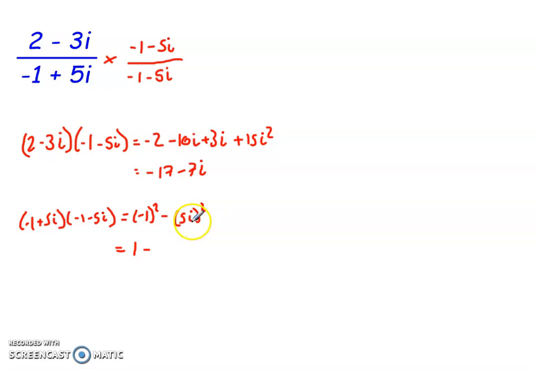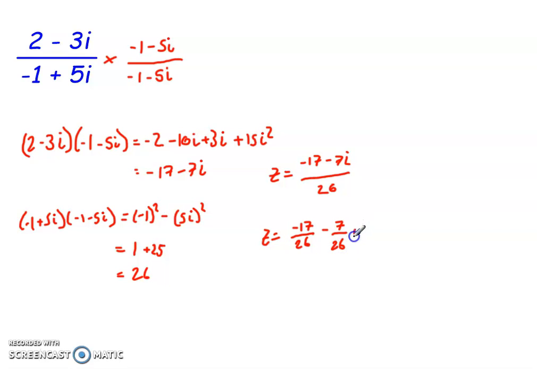Well, i squared is negative 1. 5 squared is 25. So it's minus minus 25, so it's then plus 25. So I get 1 plus 25, so I get 26. Stick it all back together, and I can say, fine, z is equal to negative 17 minus 7i over 26. So z is equal to negative 17 over 26, take away 7 over 26i. Job done for this one.